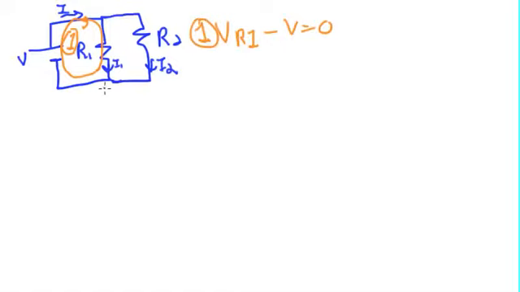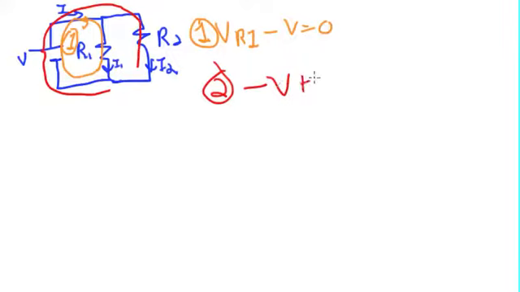We can do another loop on the outside. So if we go this way, we'll go minus V, keep going on the outside. Now we go down this resistor, so it's plus V sub R2, that equals 0, and we'll finish up down here. Notice that we didn't go across resistor R1, we just went around it.